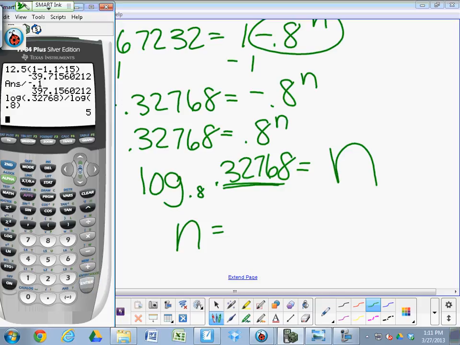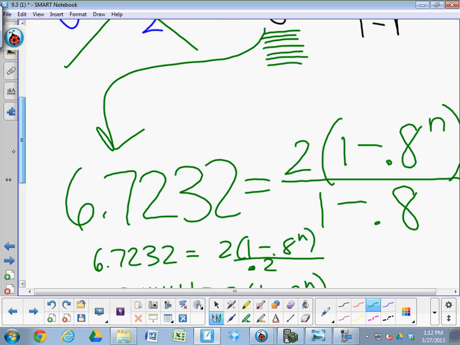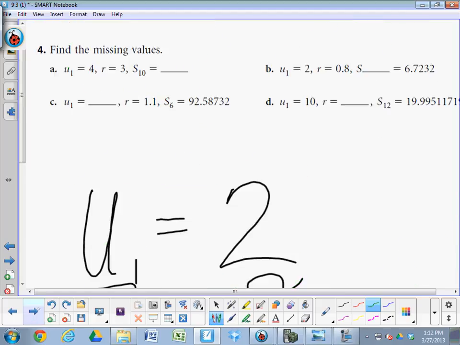And you get 5. What does that mean? That n is the 5th letter of the alphabet? No. That 6.7232 was the sum of how many terms in this sequence? 5. We realized it was S5. It was the sum of the first 5 terms. That's it.